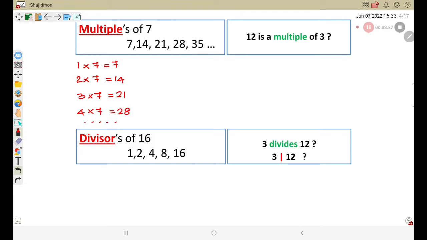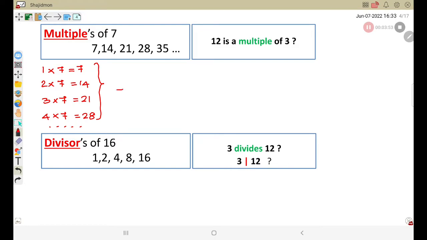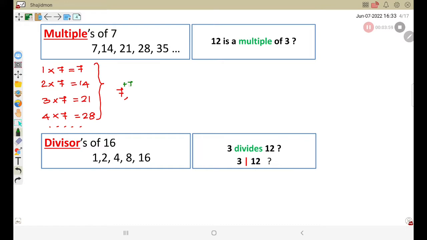Same idea, only multiple of a number, multiplication, correct? So for example, multiples of 7 are like this. First number is 7, then 14, then 21, 28, 35, like that it is continuing, correct? Very simply what we are doing: first number is 7, then 7 plus 7 that is 14, second number, then 14 plus 7 that is 21, then 21 plus 7 that is 28, continuing like that. These are the multiples of the number 7, correct? Just adding 7 to each number, we get the multiples of 7.